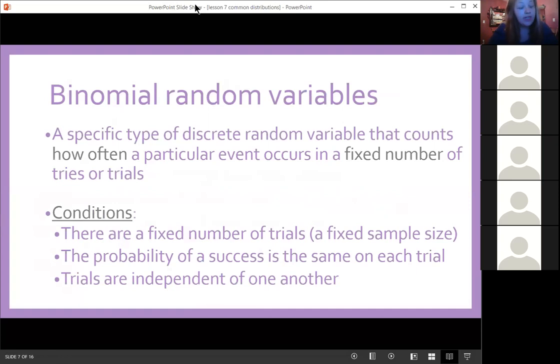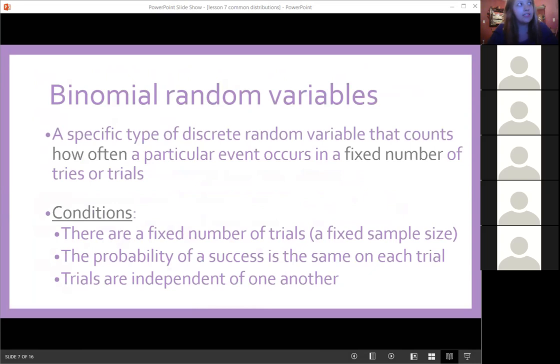So there's three conditions that must be met in order for it to be a binomial random variable. First, like we just talked about, we have to have a fixed number of trials, also known as a fixed sample size. So n has to equal something. n is the same thing as your number of trials. We'll see that in a few equations further on. And then the probability of a success is the same on each trial.